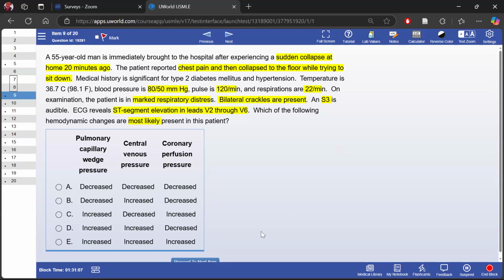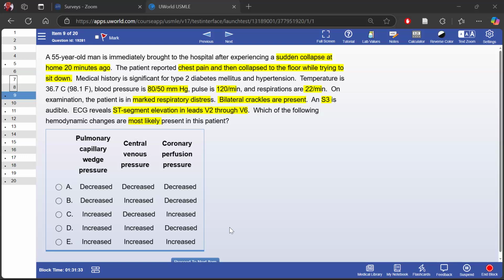This patient is in cardiogenic shock. Okay, cardiogenic shock. What is the cause of the cardiogenic shock? What is causing cardiogenic shock in this patient?